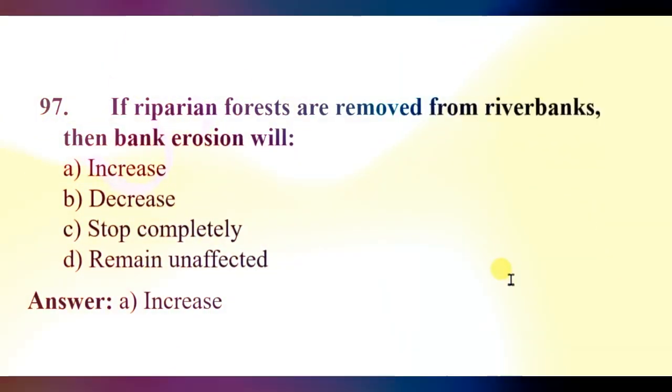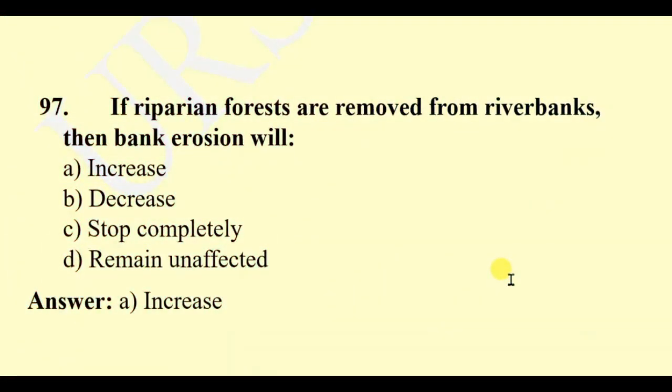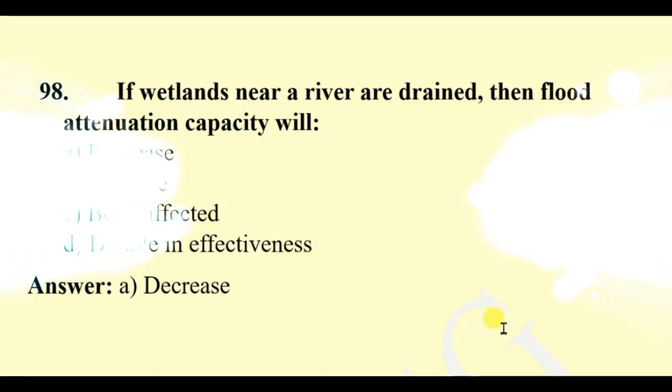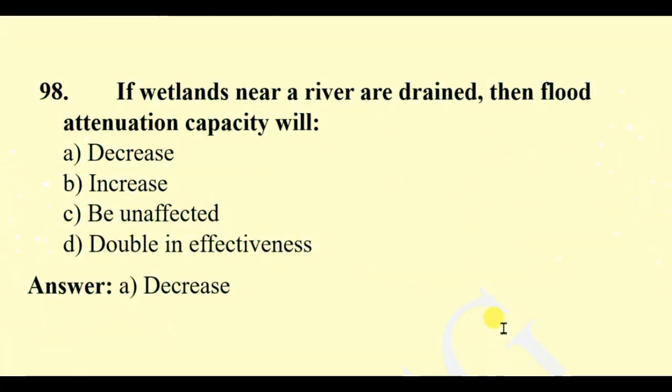Question number 97. If riparian forests are removed from river banks, then bank erosion will increase, decrease, stop completely, or remain unaffected. Of course, increase. Question number 98. If wetlands near a river are drained, then flood attenuation capacity will decrease, increase, be unaffected, or double in effectiveness. The right answer will be decrease.